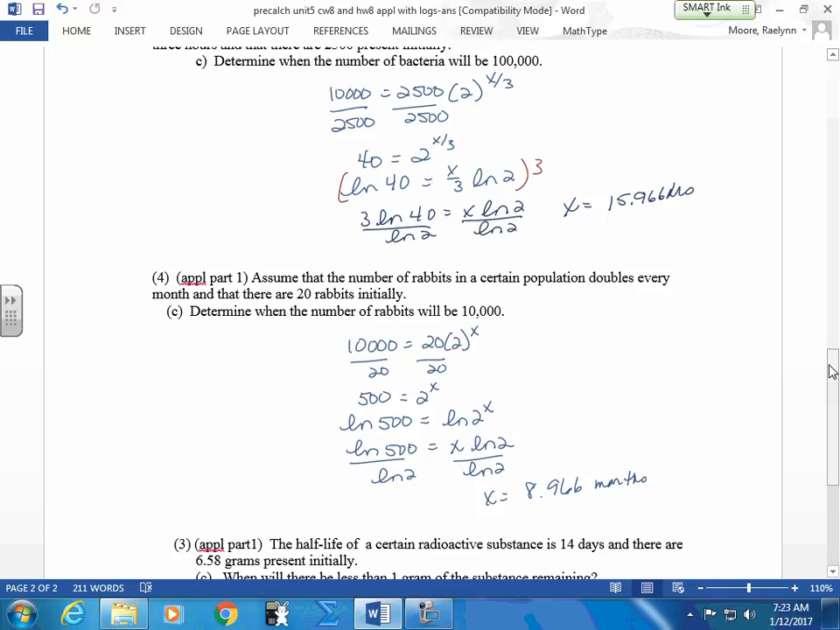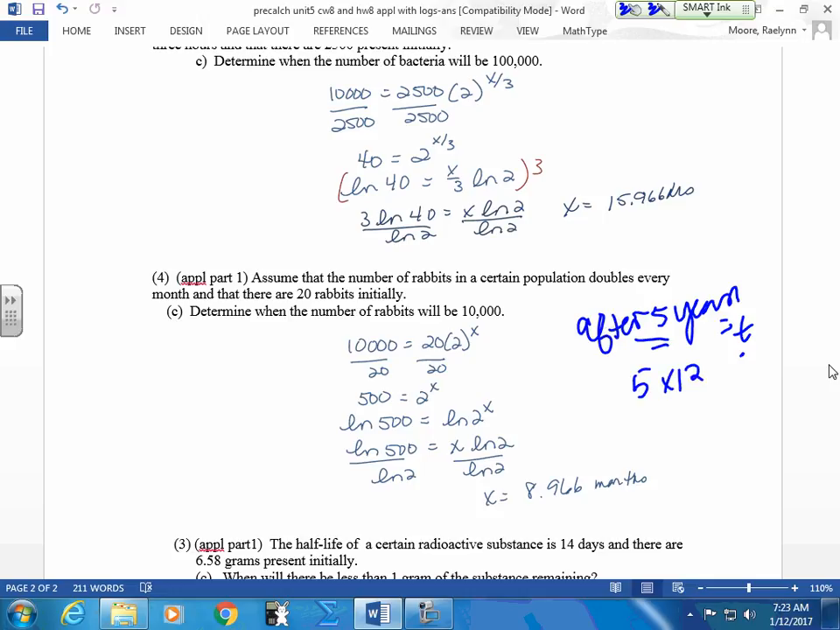Where you usually have a problem is where we plug it in ourselves and we say what will happen after 5 years. If I say what happens after 5 years, and this is my time, you have to take this and convert this to months. This is when you multiply it by 12. If this is every month, that stays months all the way through. Make sense?